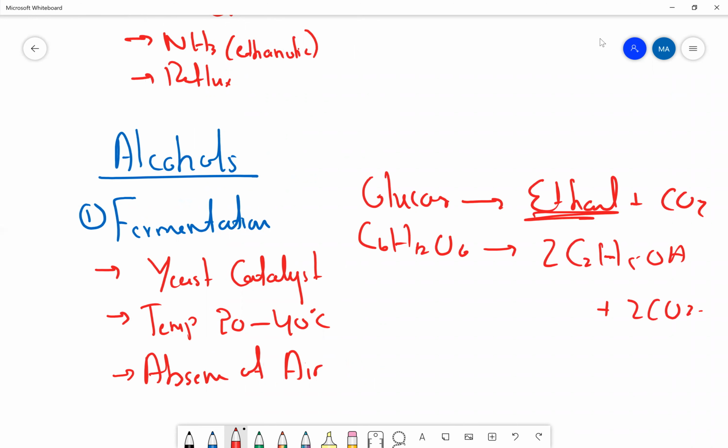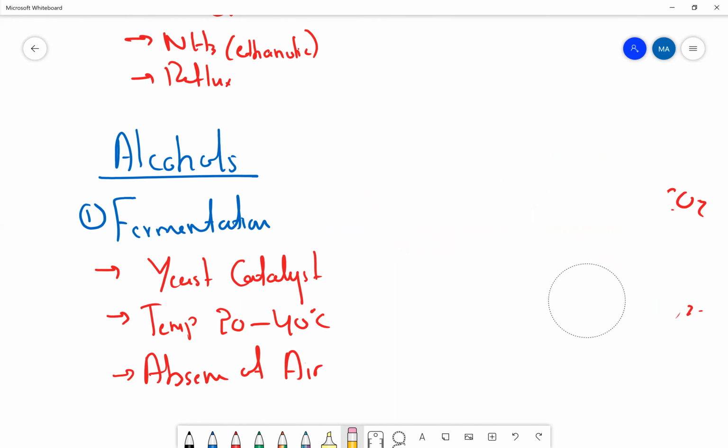Now this ethanol can react with oxygen to produce ethanoic acid. So this is why you need to avoid oxygen here, the presence of air. And there's another way to obtain an alcohol, that's by distillation. You can distill different chemical substances and you can obtain ethanol at 78 degrees Celsius, the boiling point.